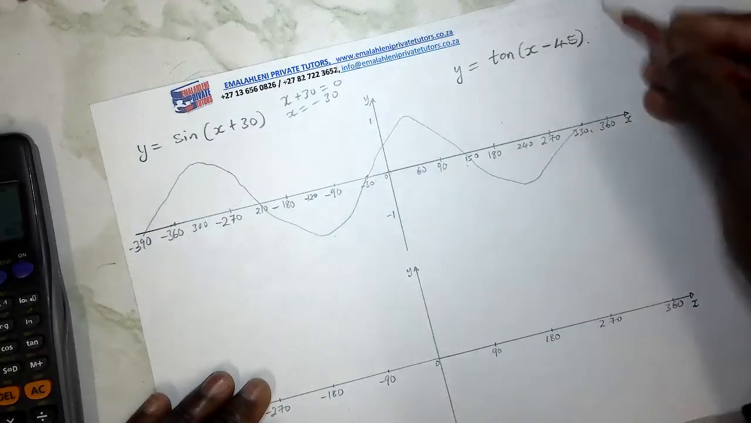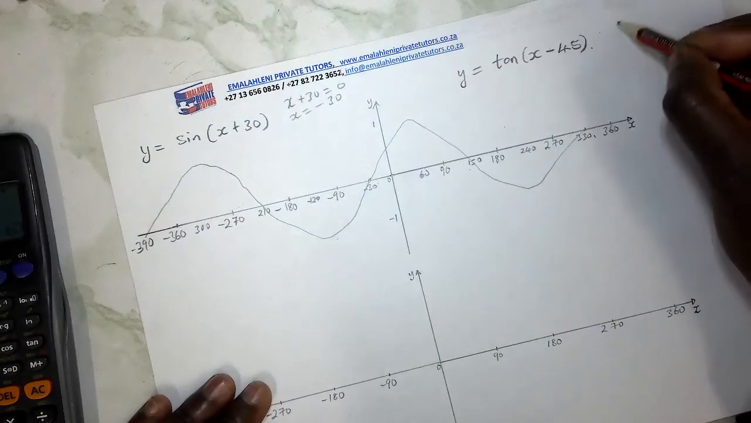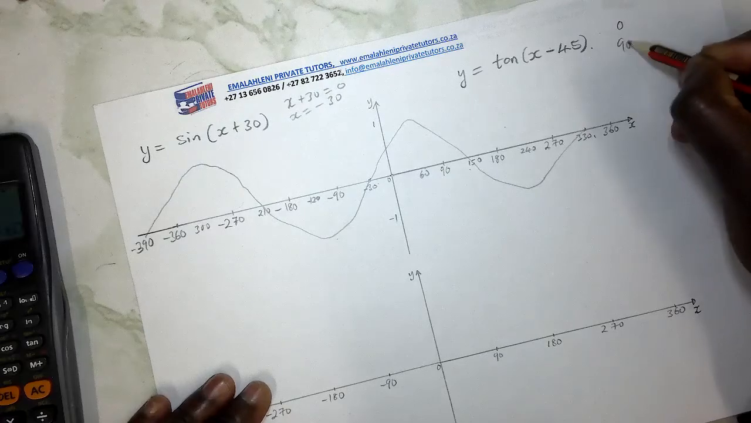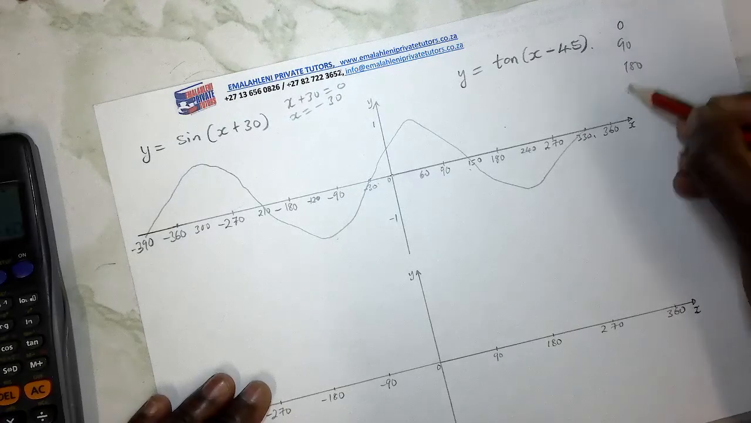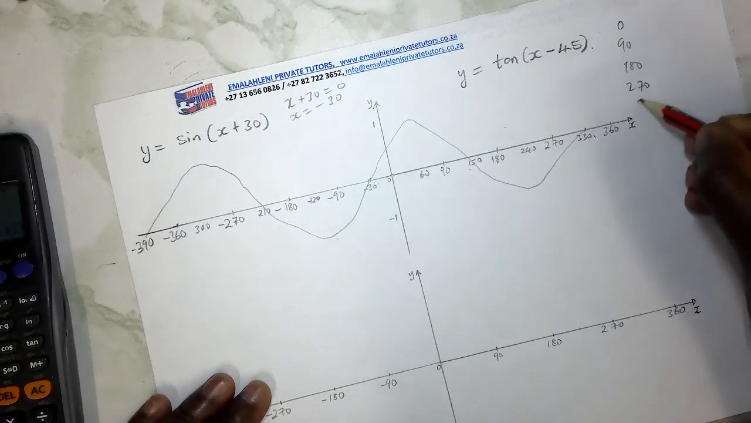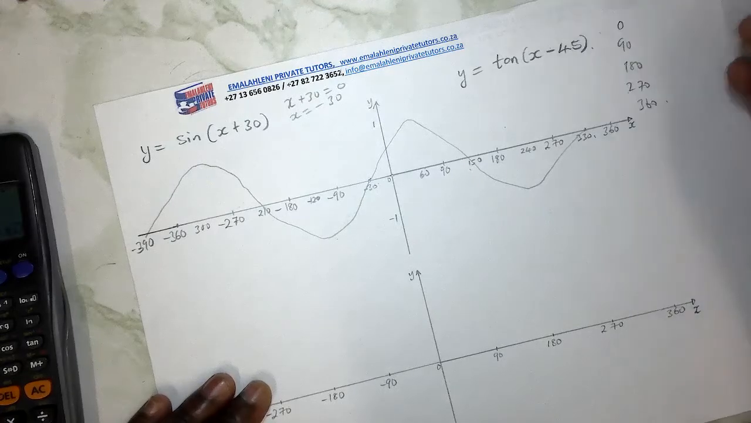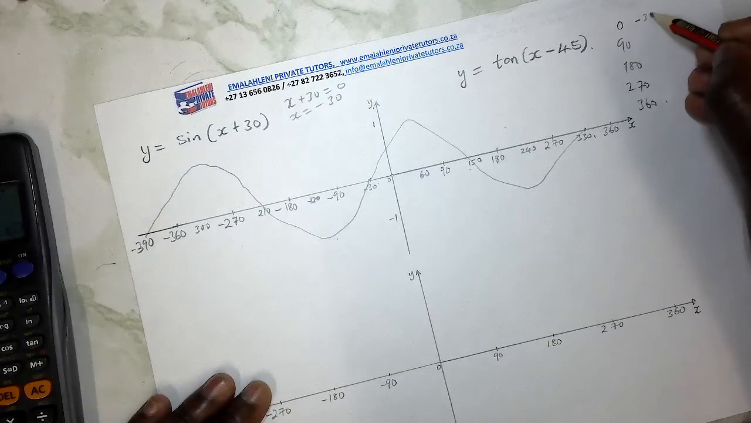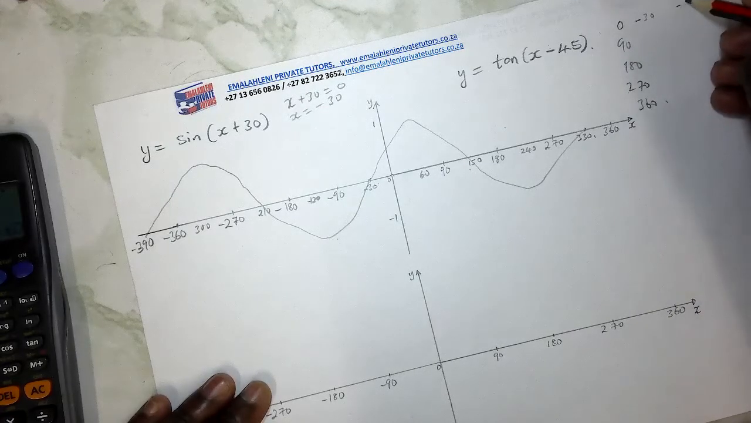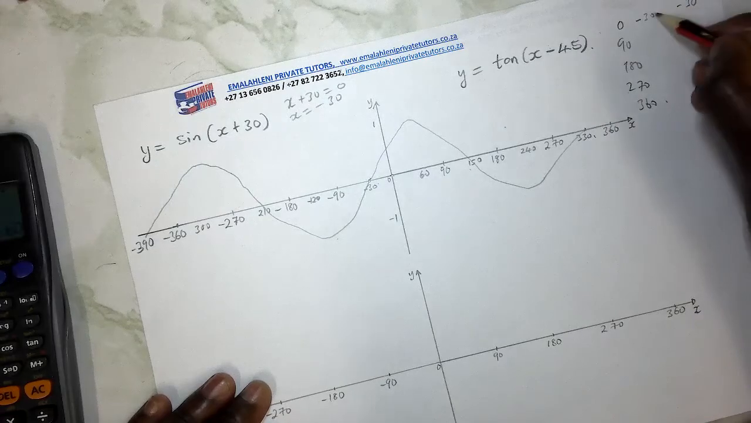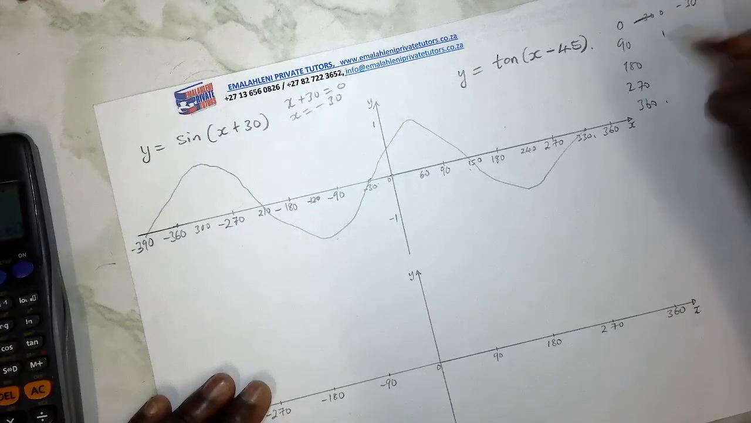So everything here, remember what we said? We deal with 0, we deal with 90, we deal with 180, we deal with 270, we deal with 360. Then everything minus 30, we get what? We're going to get minus 30. Here we know that we're going to get 0. There we know that we're going to get 1. There we know that we're going to get 0. Then -1. Then you're going to get 0.